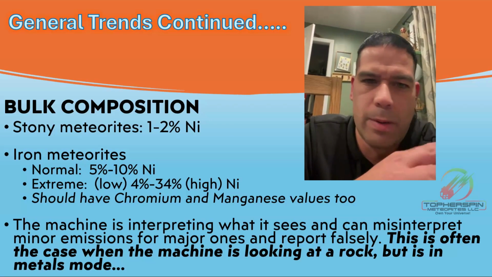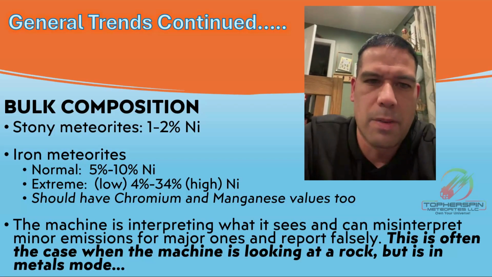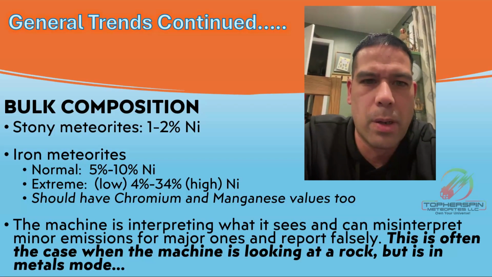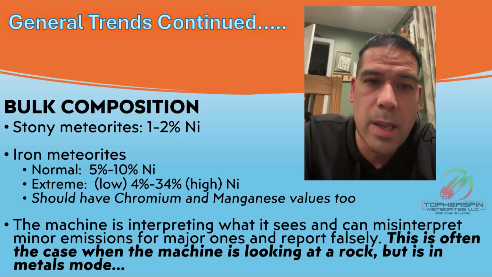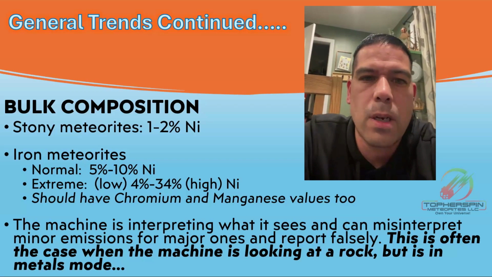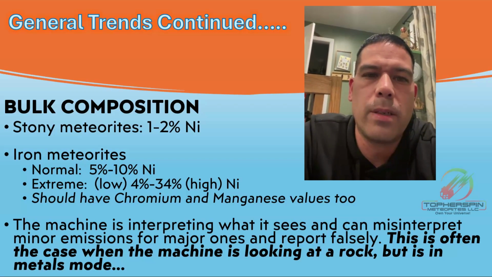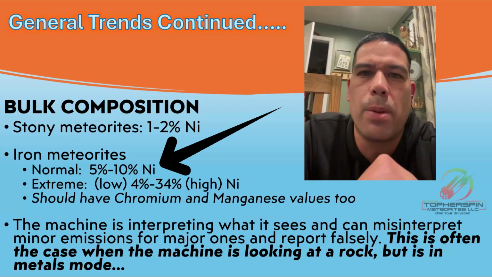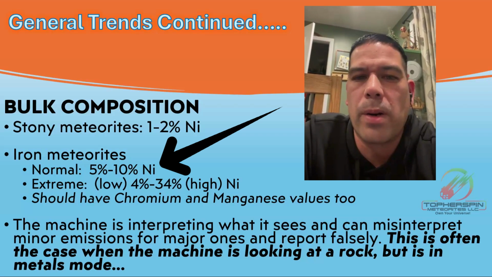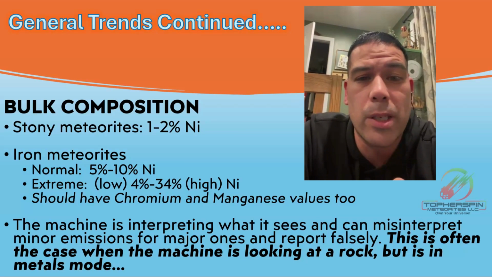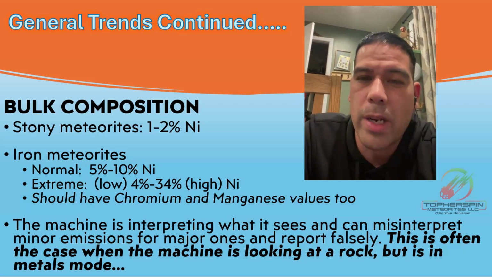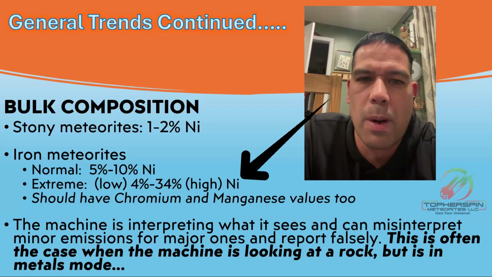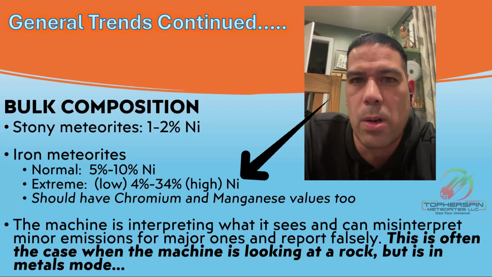There are some very rare chondrites, but again, if you're looking at an ordinary chondrite, 1 to 2% nickel in there. If you are assessing iron meteorites, the average nickel content, like a normal range in iron meteorites, is 5 to 10%. There are meteorites that have lower nickel content. You'll catch some that are pretty much the extreme on the low side, about 4%. And you'll catch taenites, which have really high nickel content. So you're looking somewhere above 10% and up to 34% nickel content.